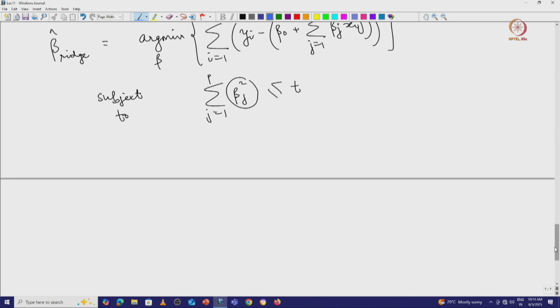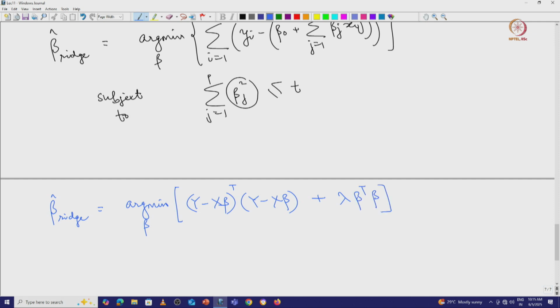So we want to minimize the loss function, which includes the beta squared term. If you want to write it in a matrix form as we had done earlier, it is argmin over beta of (y minus x beta) transpose (y minus x beta), which gave you the sum of squared errors, and then you have a regularization term, which is lambda beta transpose beta.